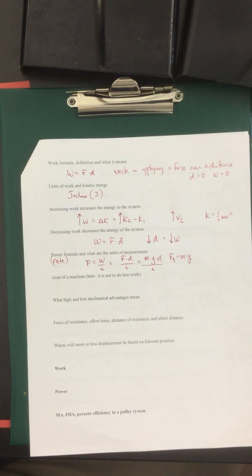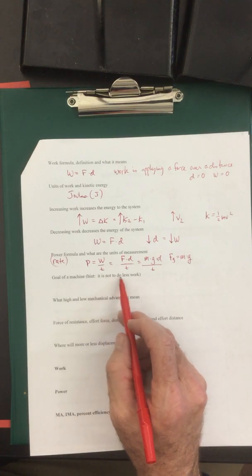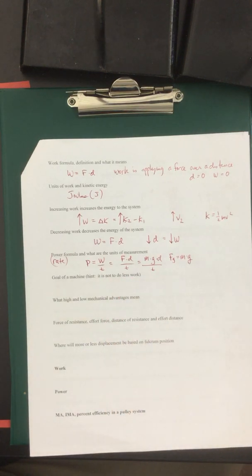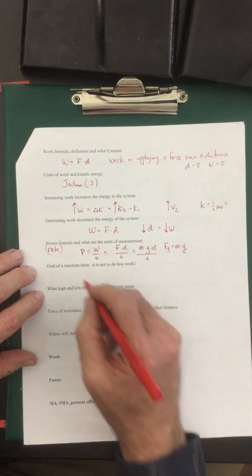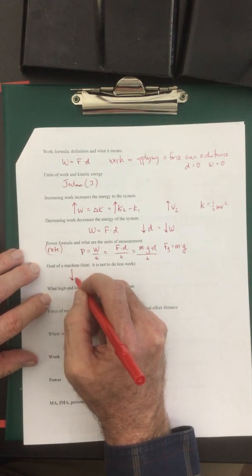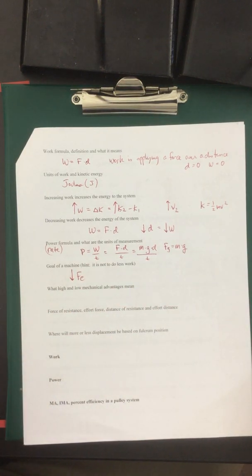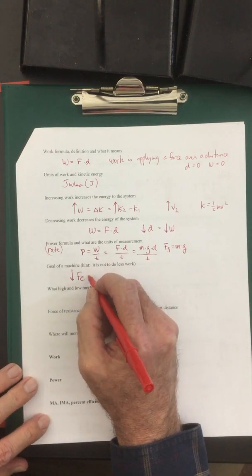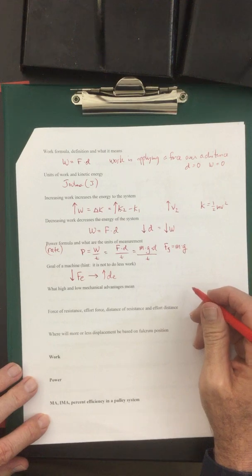What's the goal of a machine? Well, we did the pulleys and we discussed that it's not to do less work. The goal of a machine is to decrease your effort force. We want to decrease my force of effort. However, in order to accomplish this, you actually have to increase the distance at which you move it.